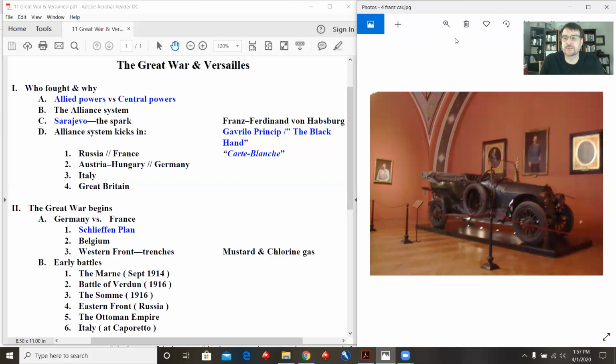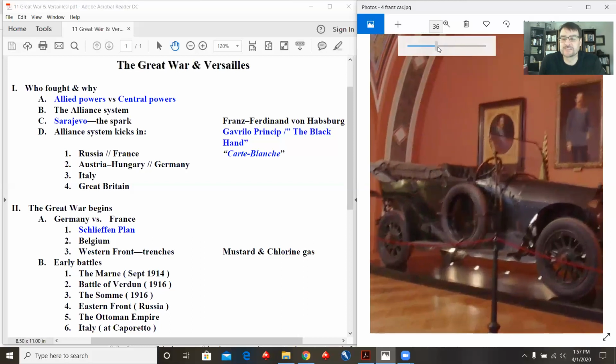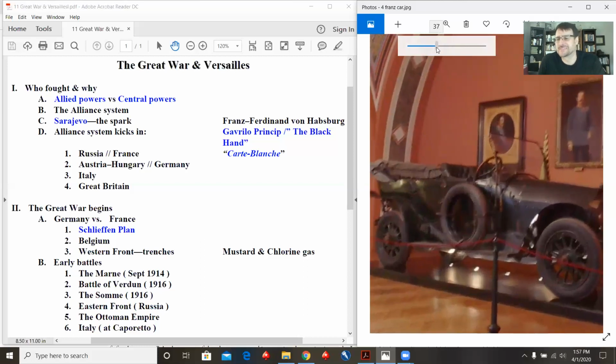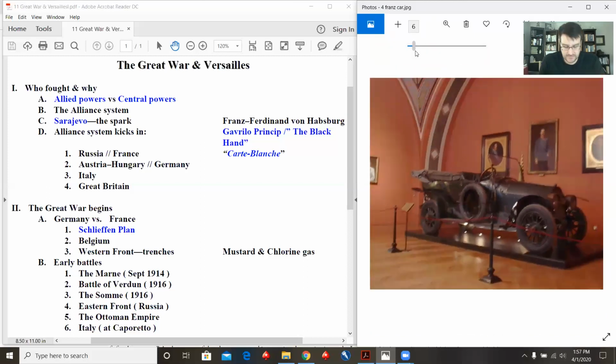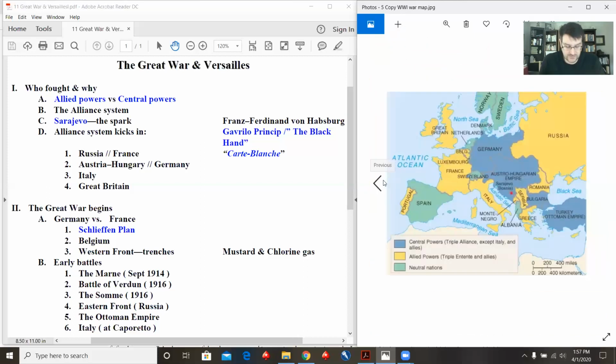And here's the car. You can visit it. Go to Vienna. It's in a museum. You can actually visit the car. And supposedly you're supposed to be able to see bloodstains or something in there. But that is the car in which this happened.